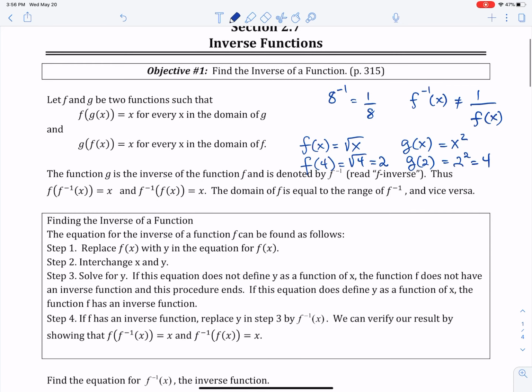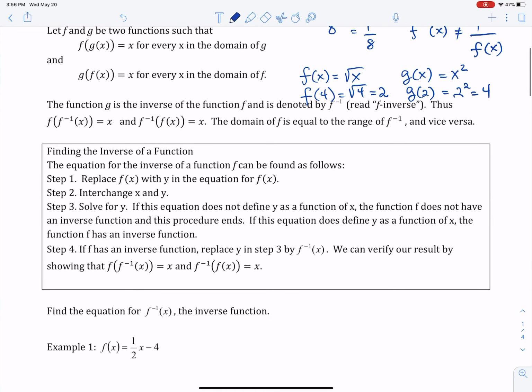To find the inverse function of a function, we are going to follow these steps. First, replace f of x notation with y. Create the equation in terms of y and x. On the second step, exchange x and y. Instead of x, you put y, and instead of y, you put x. Then you solve for y. If the equation does not define y as a function of x, the function f does not have an inverse function, and the procedure ends. If this equation does define y as a function of x, the function f has an inverse function.